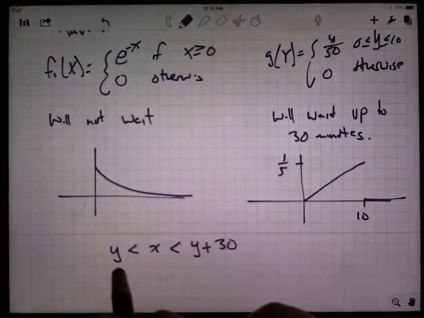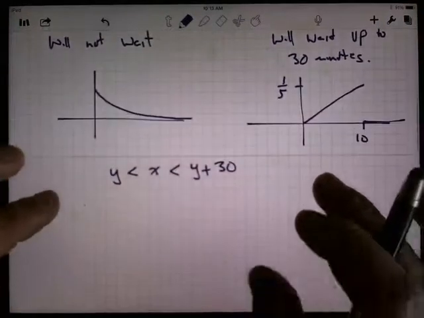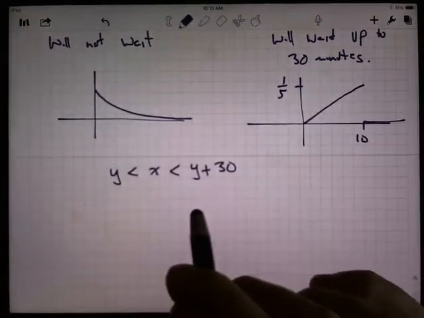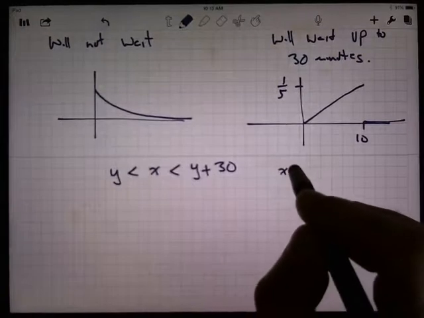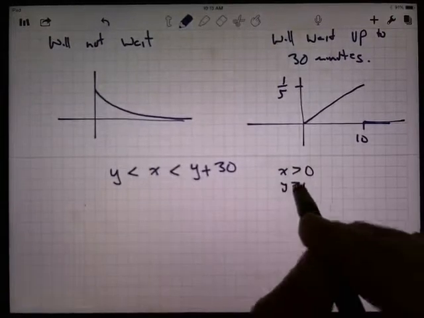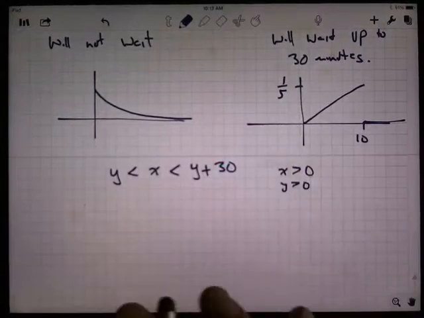So y is the time that Yolanda arrives, and x is the time that Xavier arrives. And so this, I think, is the situation. Also, I know that both x and y are positive: x is bigger than 0, y is bigger than 0. They get there after noon. There's no possibility of getting there before noon.